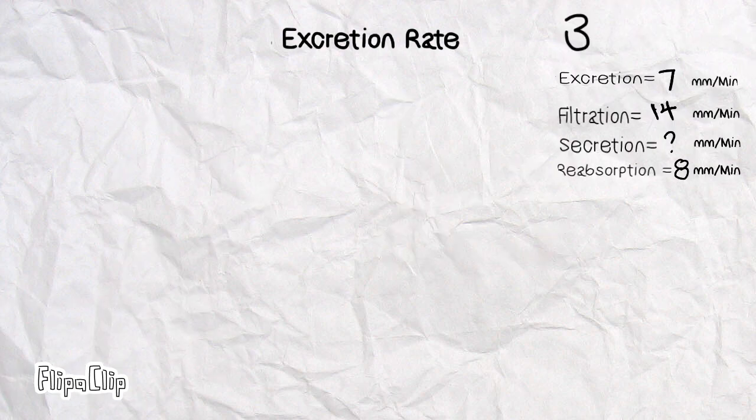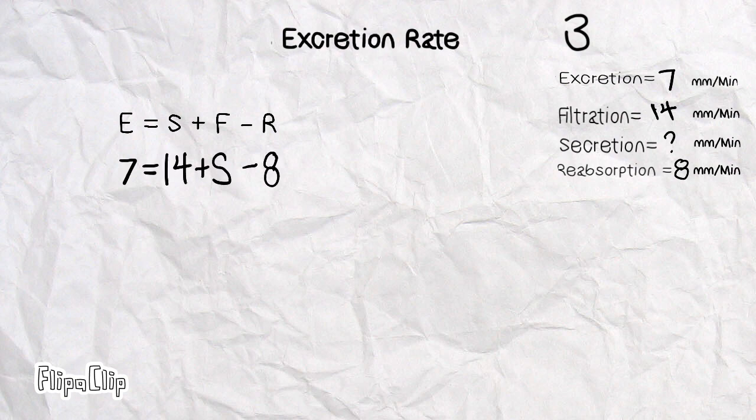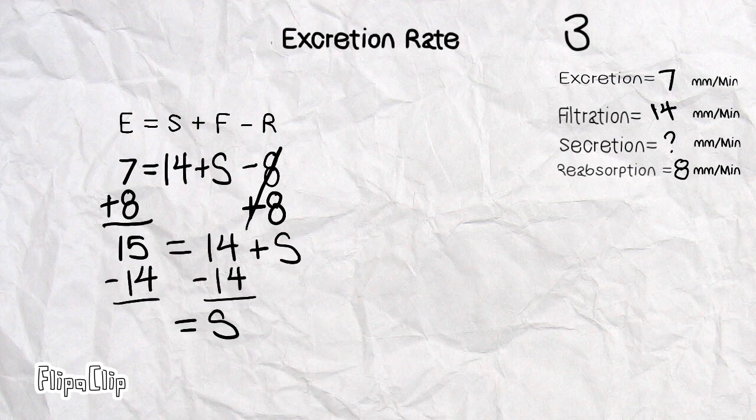Number 3. As always, let's grab our formula, then let's plug it in. Now, let's isolate our variable. First, let's move the 8 over. Now, let's move the 14 over. This makes our secretion rate 1 mm per minute.